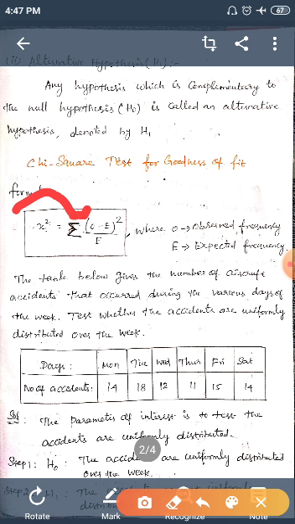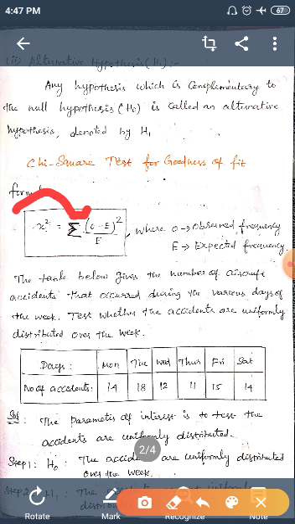This is the given problem. A table below gives the number of aircraft accidents that occurred during the various days of the week. Test whether the accidents are uniformly distributed over the week. What is being asked here? Whether the accidents are uniformly distributed over the week.